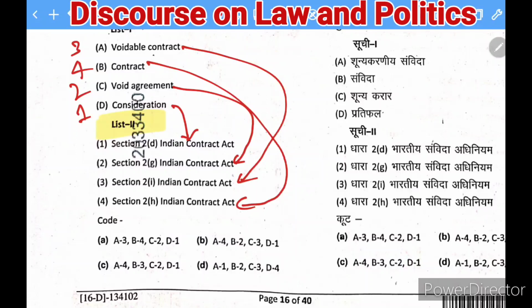So then you can find here the code which is going to be correct: 3421. And among the options which are given here, you can see the first one is correct, 3421. So this is the right answer. Now let's see the next question.